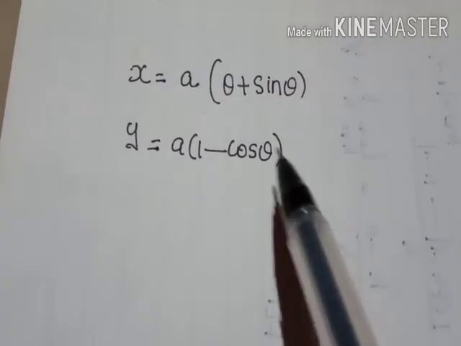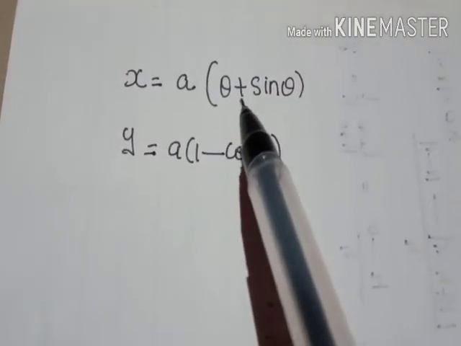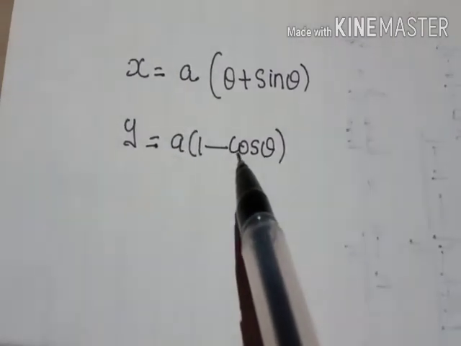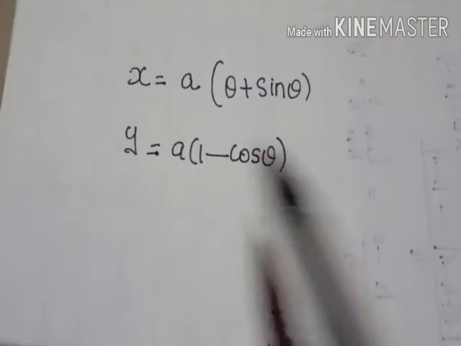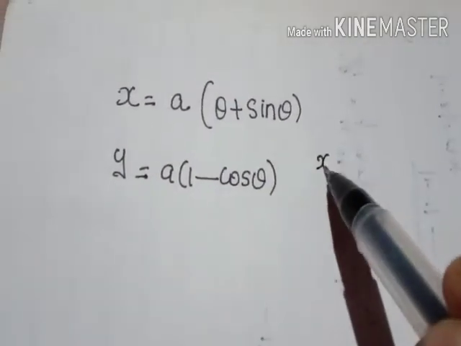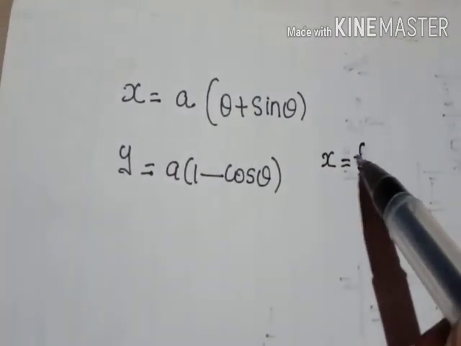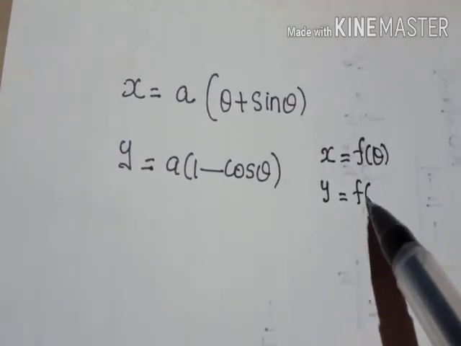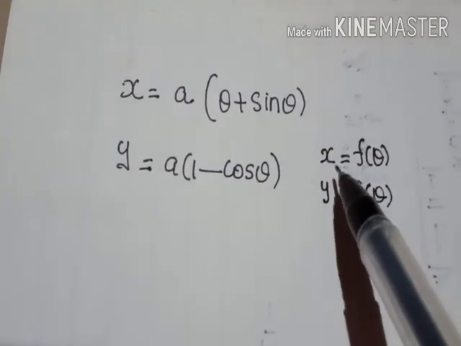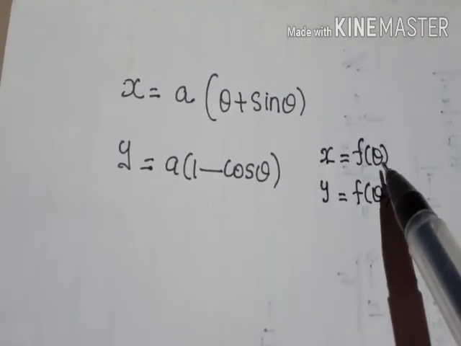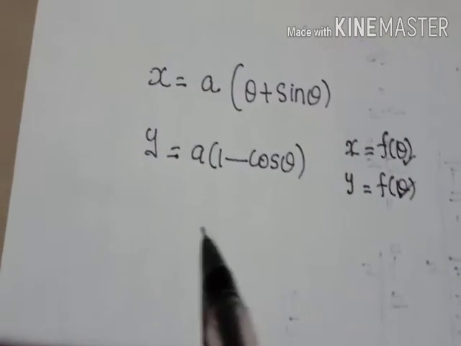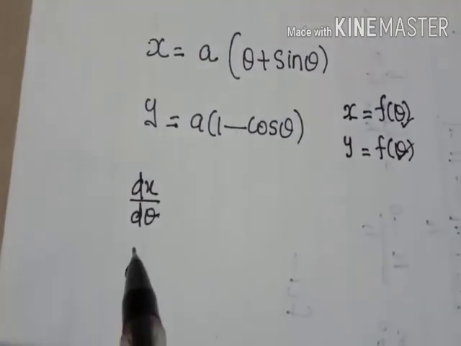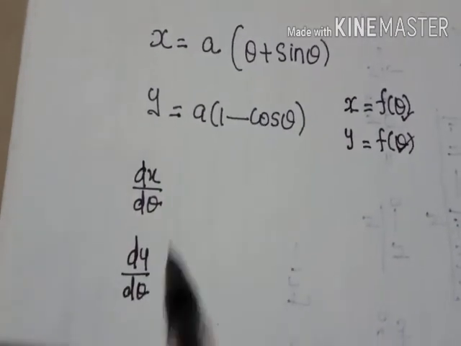See another example: x equal to a into theta plus sin theta, y equal to a into 1 minus cos theta. Here both x and y are functions of the parameter theta. That is, x is a function of theta and y is a function of theta. So we have to differentiate x and y with respect to this parameter theta. That is, we want to find dx by d theta as well as dy by d theta.